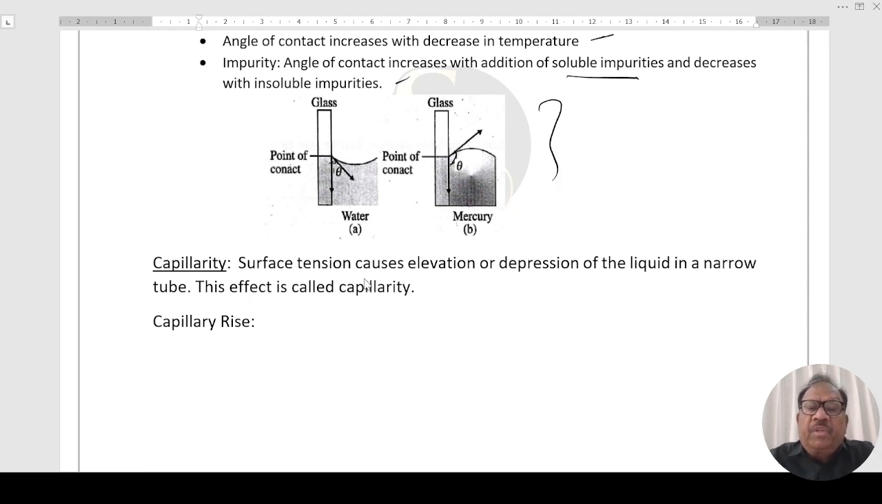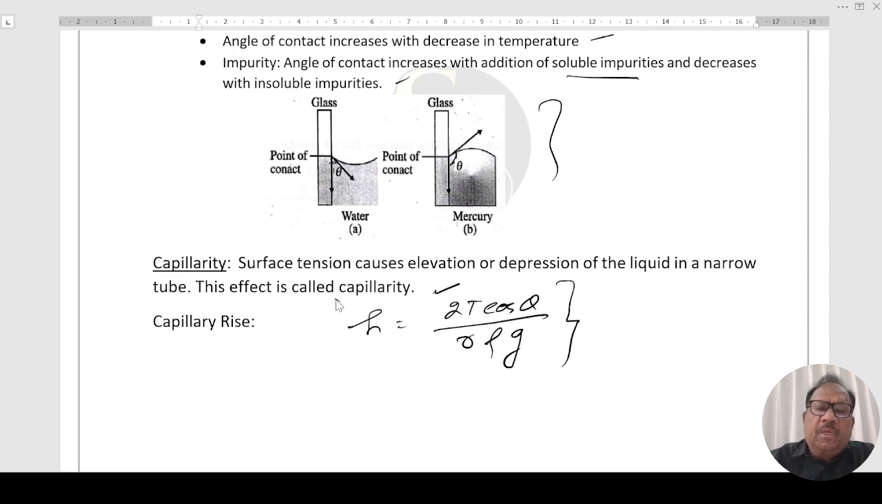Capillarity. Surface tension causes elevation or depression of the liquid in a capillary tube. This effect is called capillarity. Capillary rise is h equals 2T cos theta upon r rho g, where g is the acceleration due to gravity, rho the density of the liquid, r the radius of the capillary pipe, T the surface tension, and theta the angle of contact. Right? These are for sufficient length.